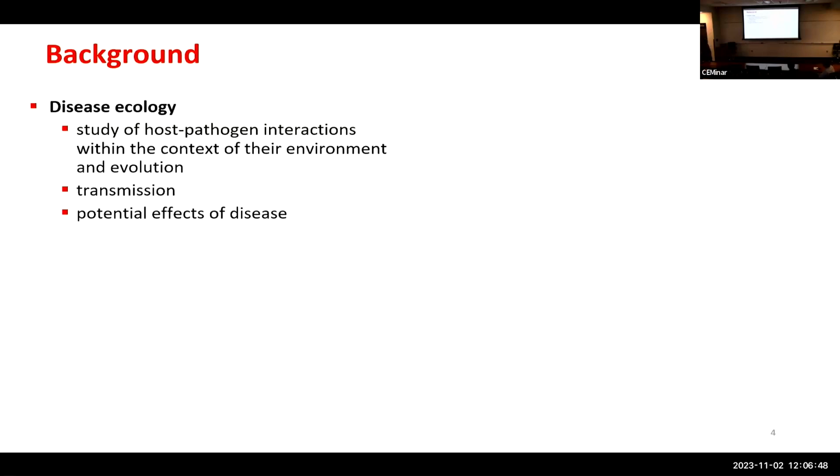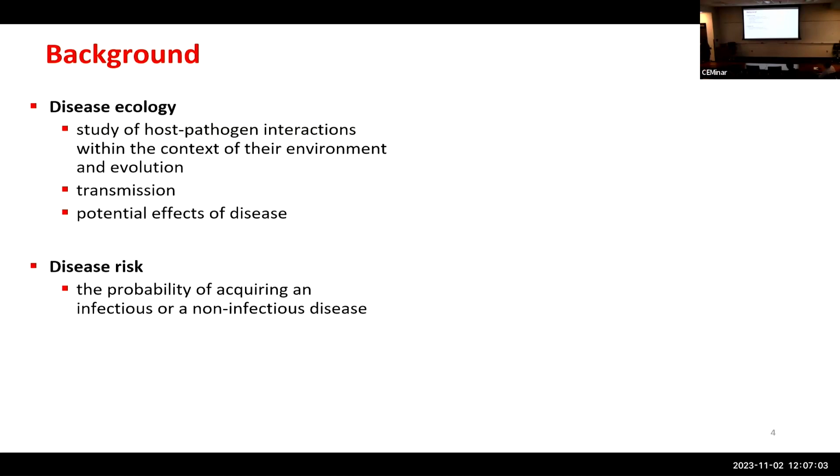When we talk about disease ecology, it's really talking about the host and pathogen interactions in the context of the environments. And we do look at things like the transmission dynamics, as well as the potential effects of disease, whether they're beneficial or detrimental to hosts. And some of the terms that you'll hear me use a lot are disease risk or infection risk, which really means the probability of acquiring an infectious or non-infectious disease, but could also easily mean the ability to limit the establishment of a pathogen once it's in the body.